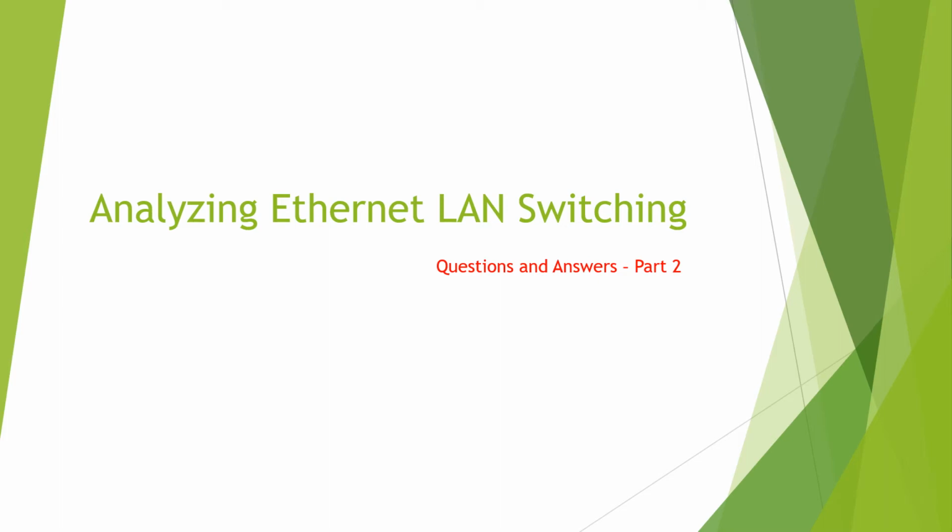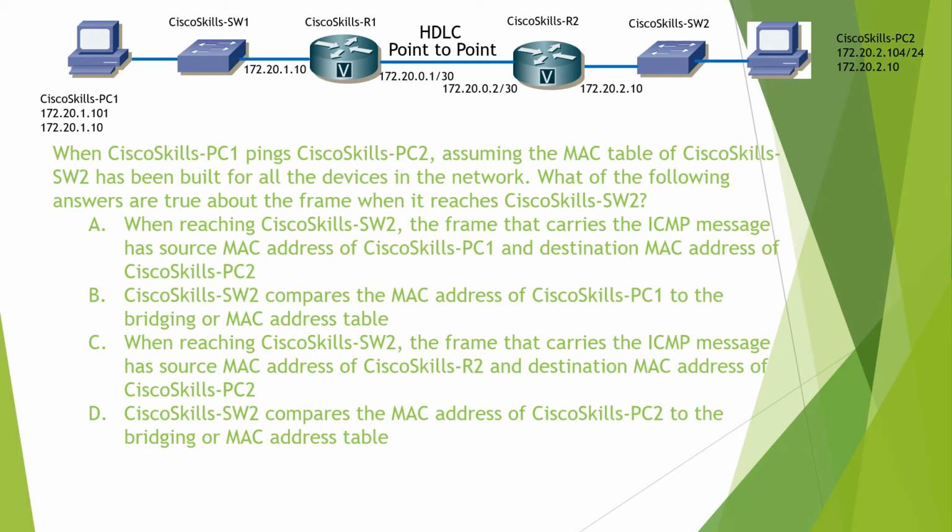Let's review the Analyzing Ethernet LAN Switching with Questions and Answers Part 2. The question reads, when Cisco Skills PC1 pings Cisco Skills PC2, assuming the MAC address table of Cisco Skills Switch 2 has been built for all the devices in the network, which of the following answers are true about the frame when it reaches Cisco Skills Switch 2?